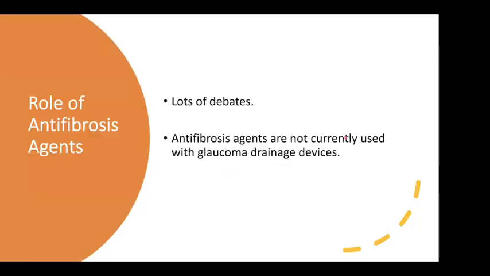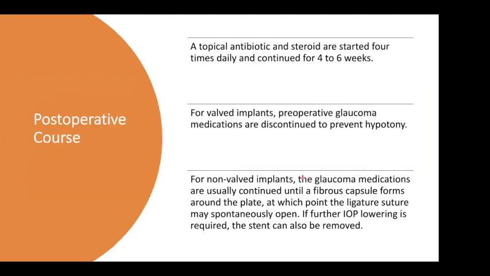Do we have to apply anti-metabolites? You know, with glaucoma surgery like trab or deep sclerectomy, we put anti-metabolites. It's a part of the operation. But for the valves, lots of debates, but the conclusion nowadays is that they are not very helpful for the glaucoma drainage devices. A lot of research is going on, but there is no evidence base for the use of any kind of anti-metabolites scientifically. Then the post-operative course is usually we use antibiotics and steroids for 4 to 6 weeks.